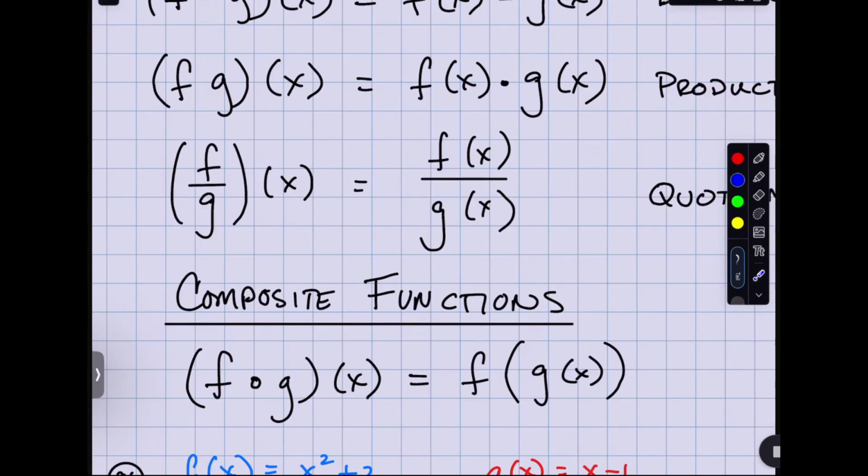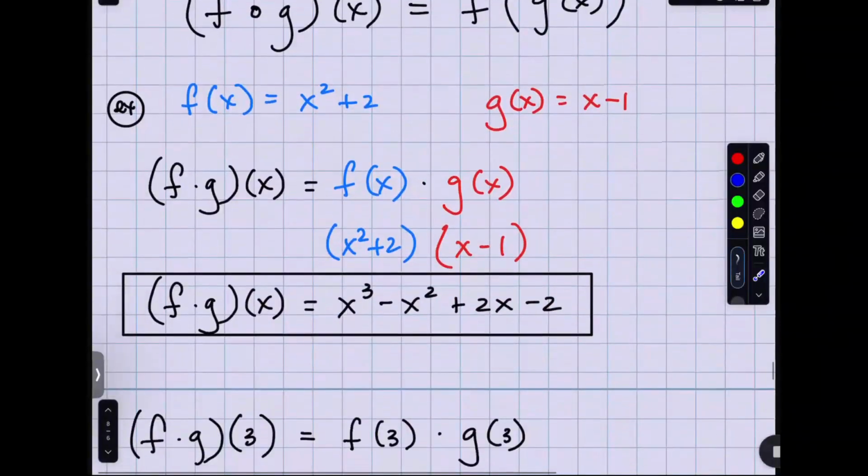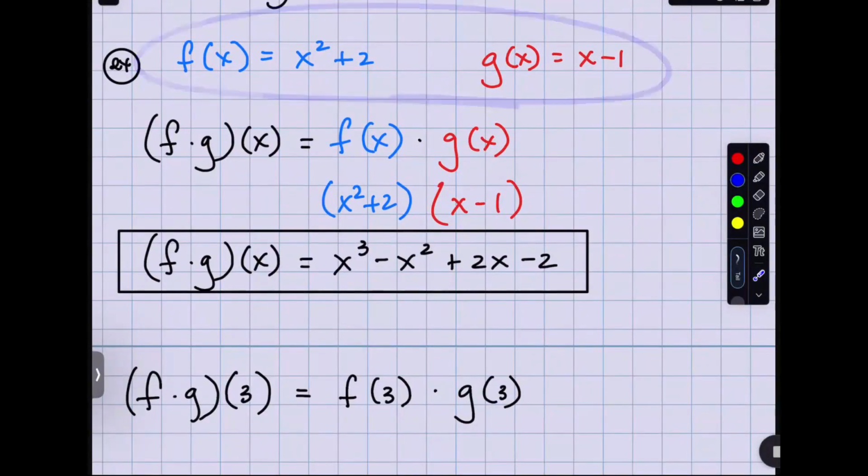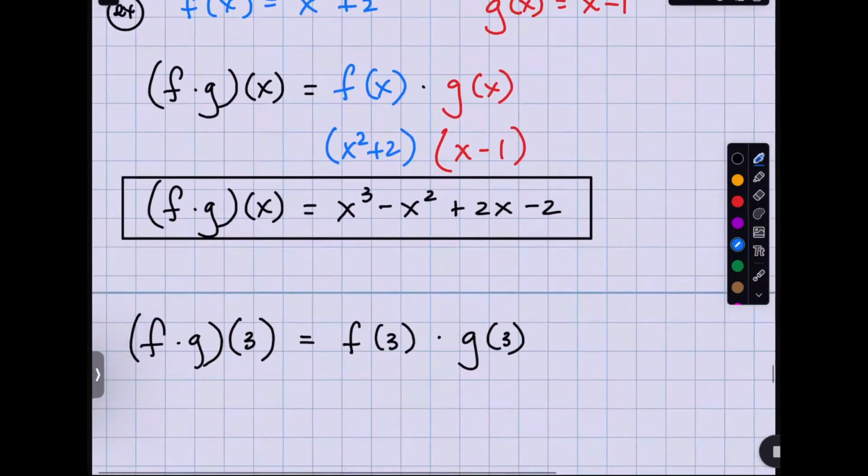Okay? So over here, again, I'm still using these two functions. If it's asking for this, that means I got f of 3. And what's going to be f of 3? How do I find f of 3? Plug 3 into the f function.